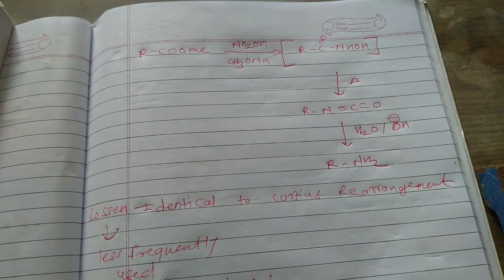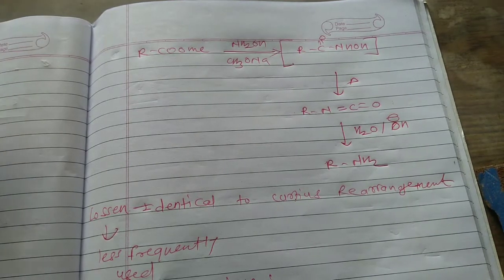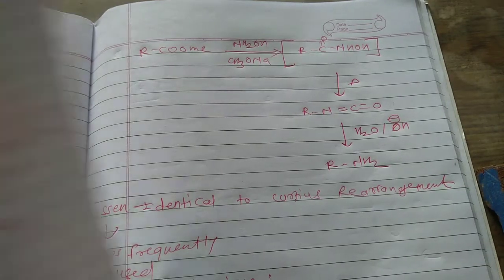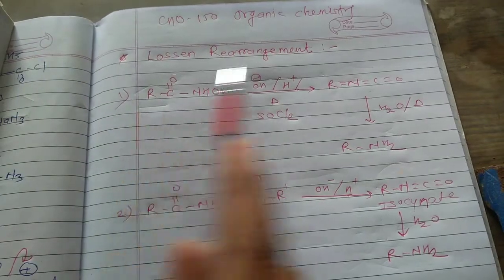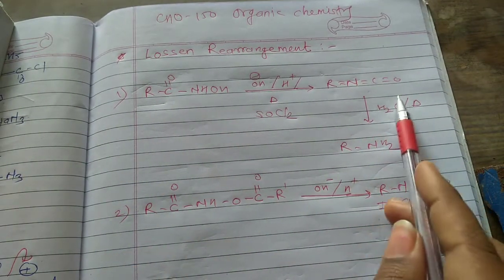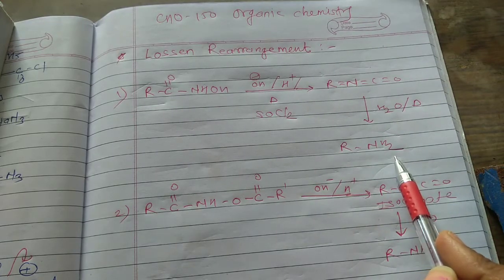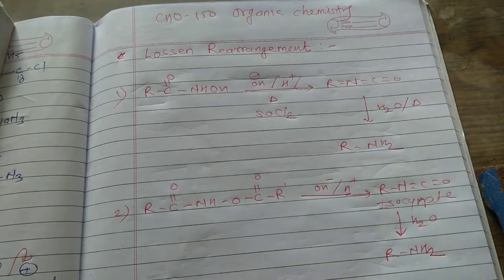Here, what is the Lossen rearrangement reaction? This is a thermal, acid or base catalyzed reaction where there is a conversion of hydroxamic acid to the isocyanate, which on further reaction with a water molecule forms the amines. This is called the Lossen rearrangement reaction.